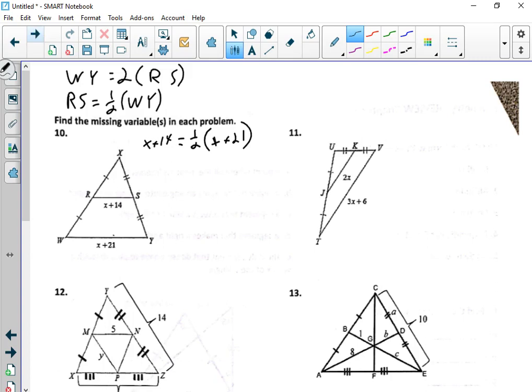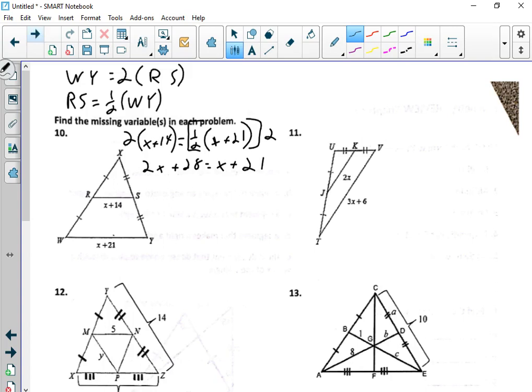Now, if you do that, that's fine, but I would not distribute the 1/2, because then you get 11.5, and it's kind of messy. What you can do at this point is get rid of the 1/2 by multiplying by 2. When you do that over here, be careful that you put that in parentheses. So what you get is 2x plus 28 equals x plus 21.